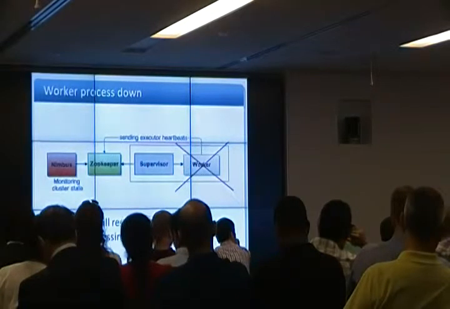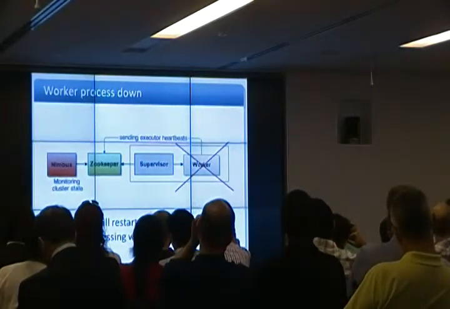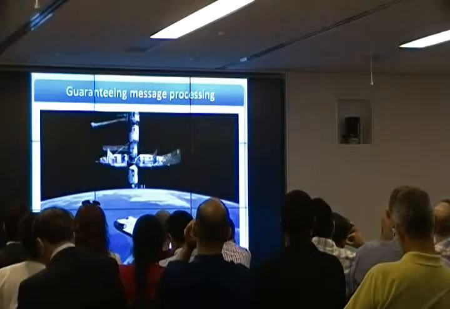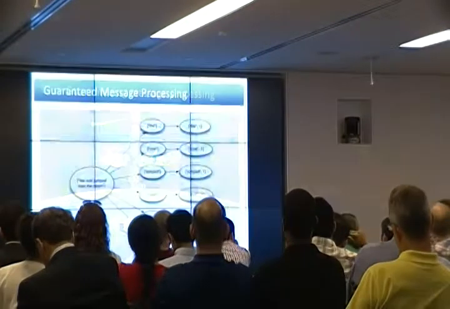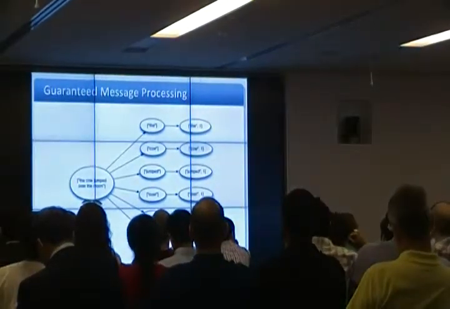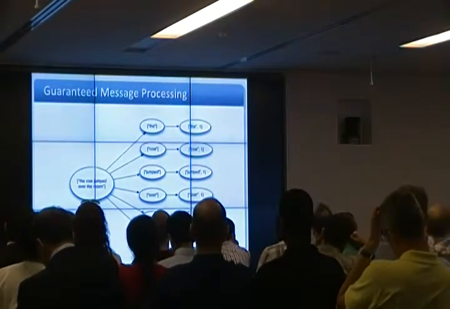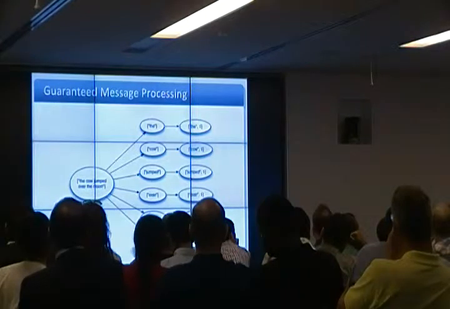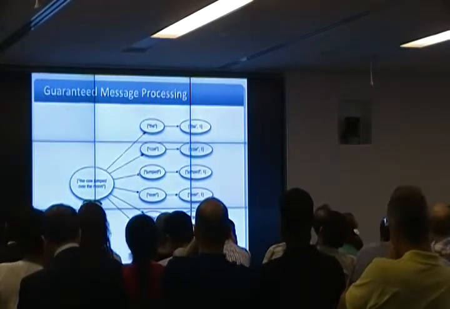Let's say it dies in the middle and you lose your message, right? So what happens? Here's what's happening. Storm guarantees message processing. What does it mean? Let's say we create a tuple, the whole sentence, the cow jumped over the moon, and that tuple creates another 5 tuples, and those 6 tuples create another 6 tuples. So it's called a tuple tree.